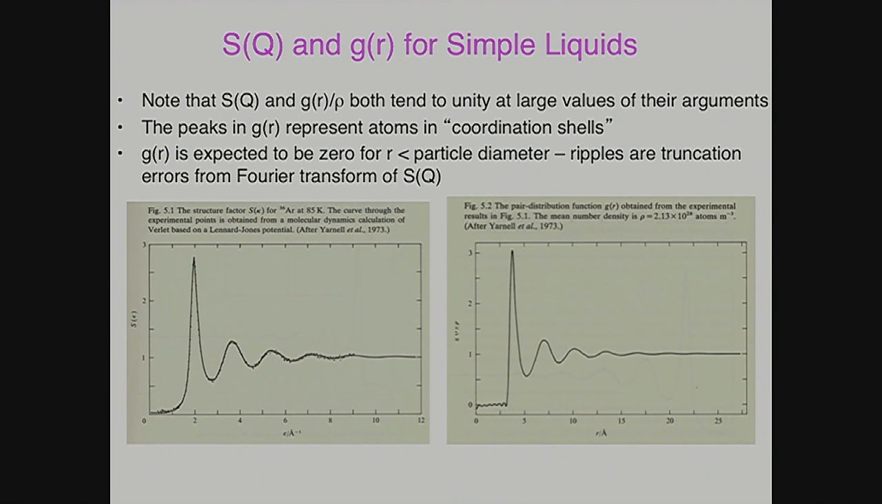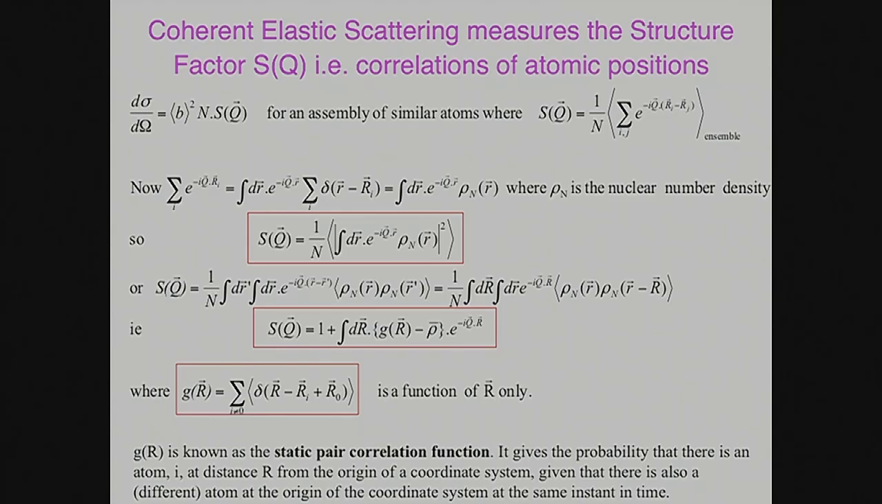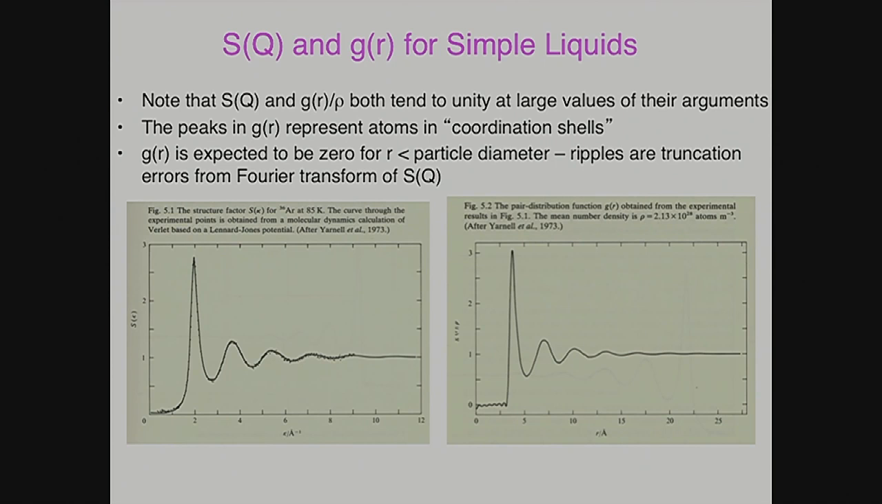This is what G of R looks like for argon. It's deduced from this data on the left-hand side, which is what S of Q looks like. You can vaguely see the data points here. And remember, the relationship between these two is just a Fourier transform. So if you measure S of Q, you can invert this Fourier transform and find G of R. So this is the G of R.